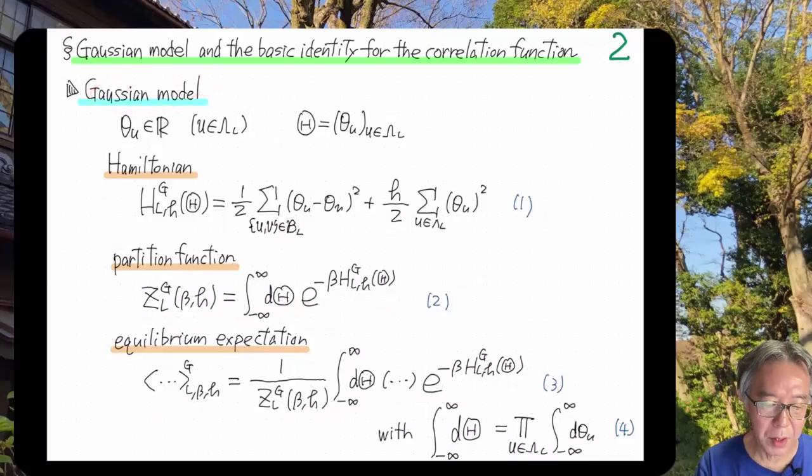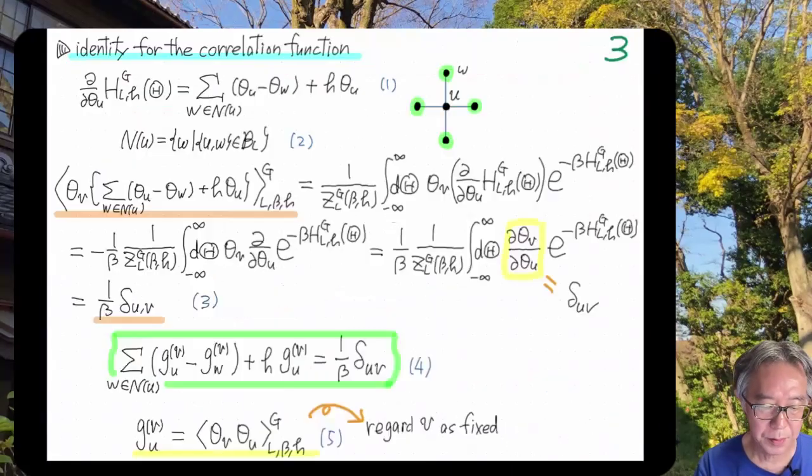Now we want to derive something that I call the basic identity for the correlation function in this Gaussian model. Okay, so this is the identity. How do you derive this?